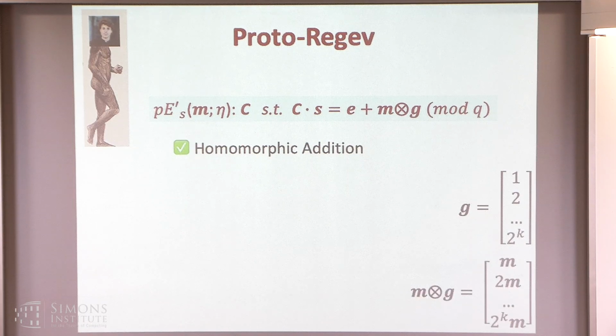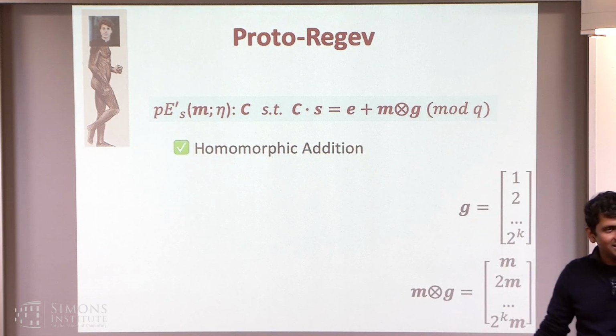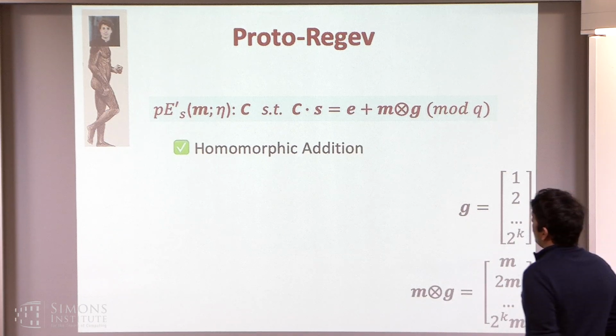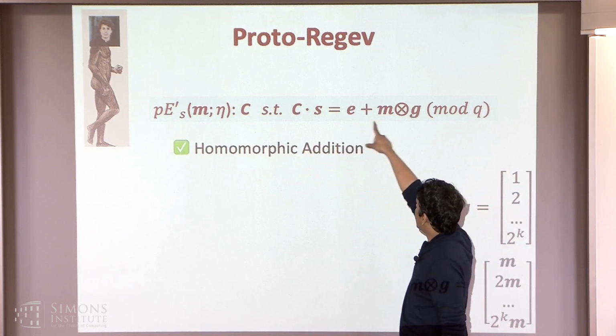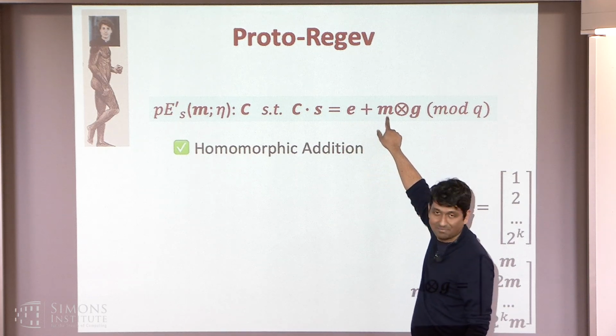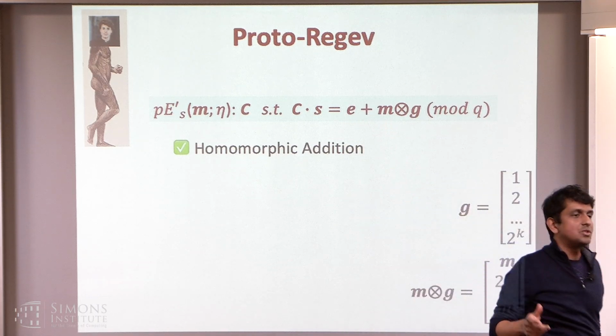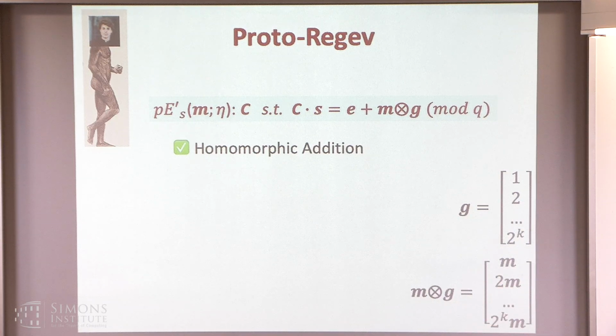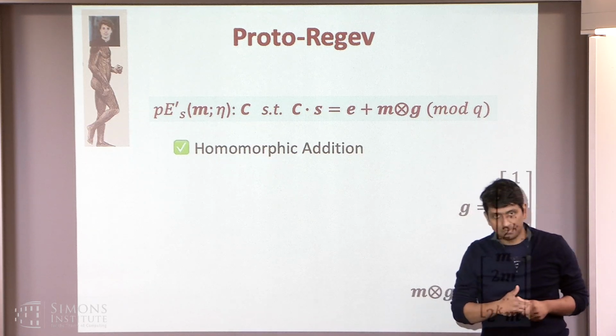And here is the first variant of proto-regget. Really, this is proto-regget for me, second try. Here, when I want to encrypt a message M, I don't encrypt M. Rather, I encrypt M tensor G, which is a fancy way of saying, look at the big vector that is the concatenation of M, 2M, 4M, all powers of 2 times the message. So it's a vector that is roughly a log Q factor longer than M itself. Encrypt that. That's what I'm going to do.